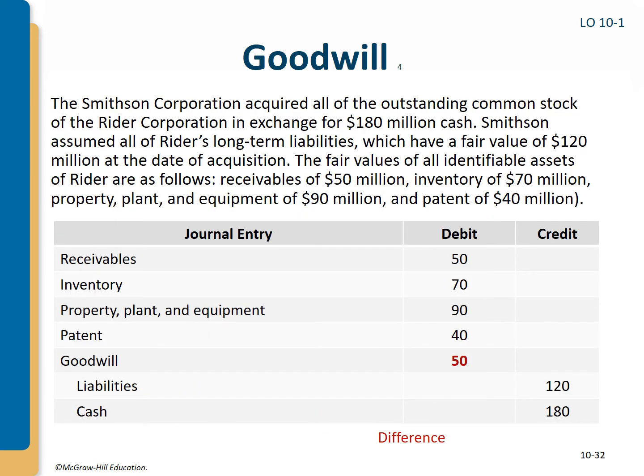So when Smithson records this purchase, they will debit all the assets that they purchased individually. They will debit goodwill. It's Smithson that has goodwill. Credit the liabilities and credit cash. Ryder's done. Ryder doesn't exist anymore. Ryder doesn't have goodwill on their books. Smithson, the one who identifies it by paying more for the company than it's worth, is the one who will have goodwill as an intangible asset in their accounting records.